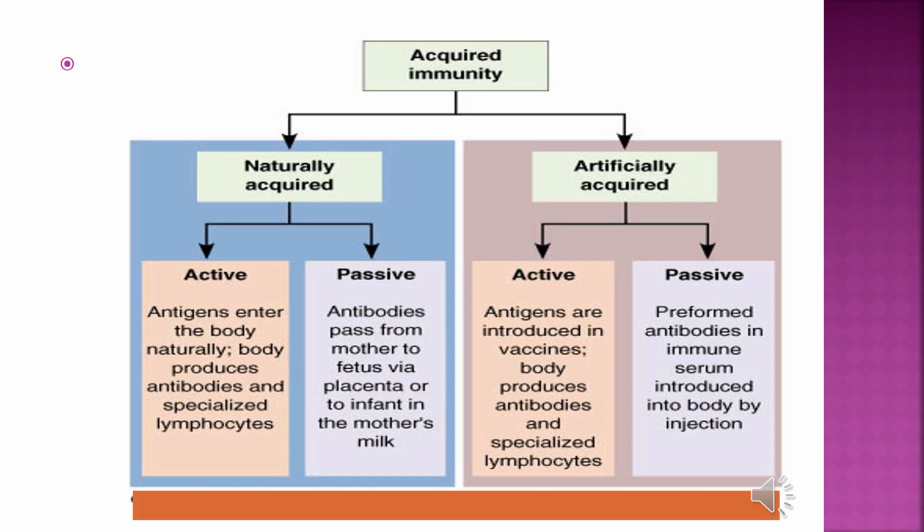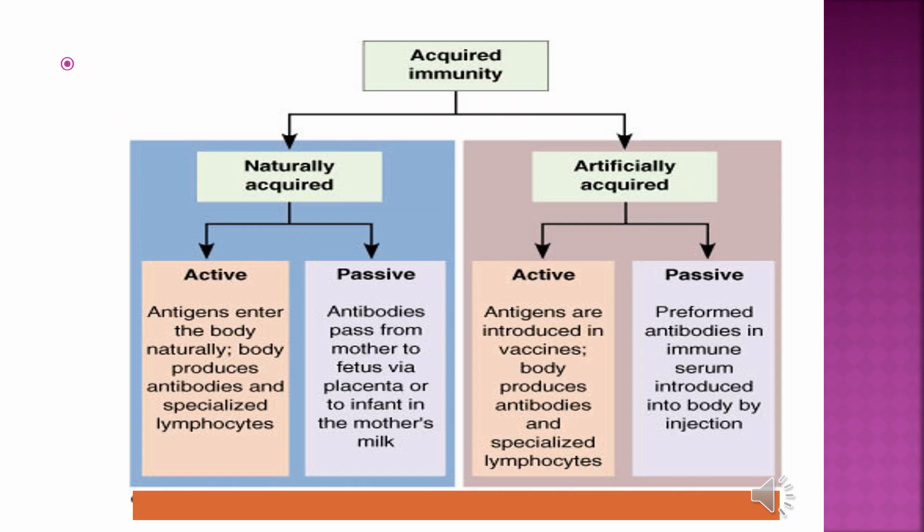Now we will see acquired immunity. Acquired immunity is divided into naturally acquired and artificially acquired. And naturally acquired is again divided into active and passive. So we'll see an example of active and passive. In active, antigens enter the body naturally, and the body produces antibodies and specialized lymphocytes. In passive, antibodies pass from mother to fetus via the placenta, or to the infant in mother's milk.